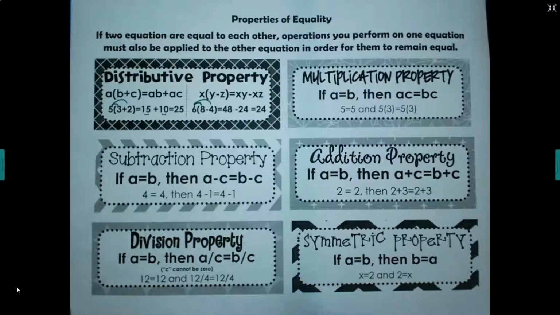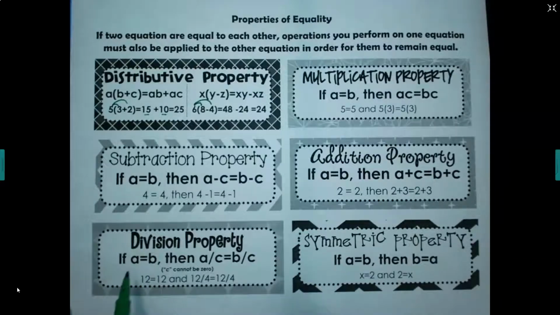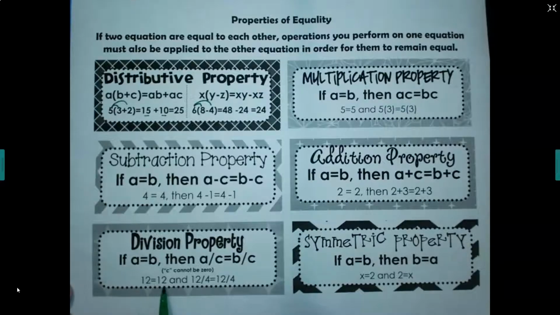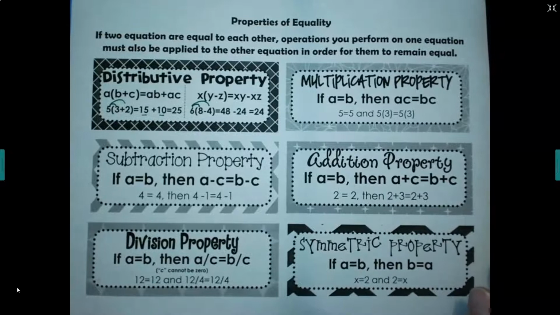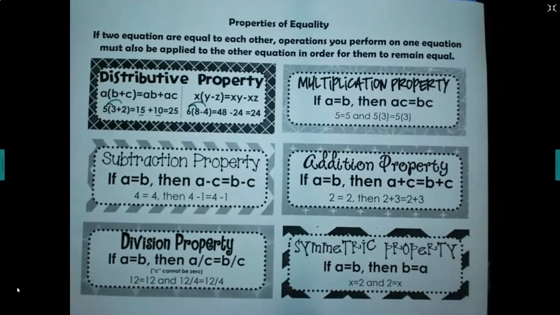Our division property: we have two expressions set equal to each other. If I do something to one of them, such as divide by something, I must divide by the same amount on the other side for them to remain equal. So if 12 equals 12, then 12 divided by 4 equals 12 divided by 4. These are a little more simplistic to help you understand them a little bit better. Our examples will be involving variables, of course, because we're in algebra.